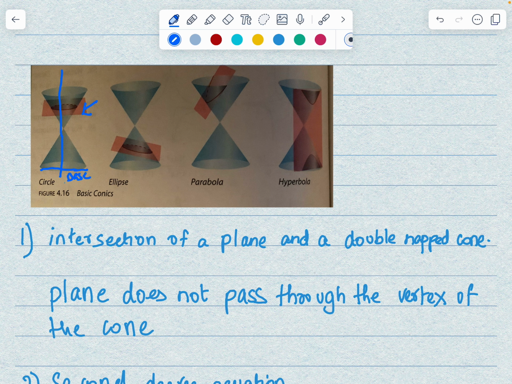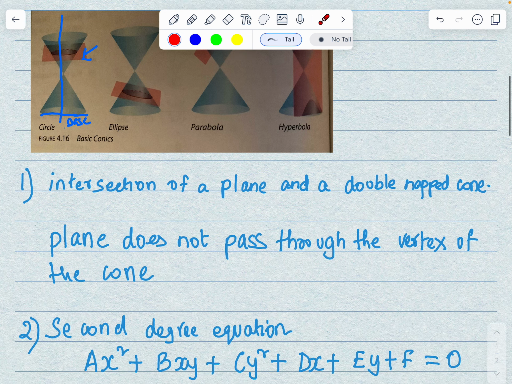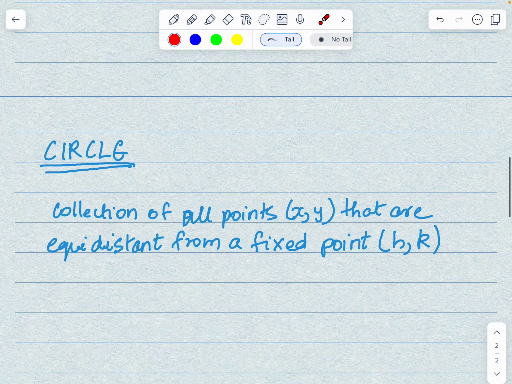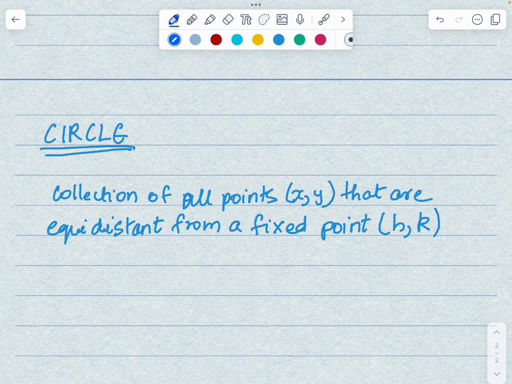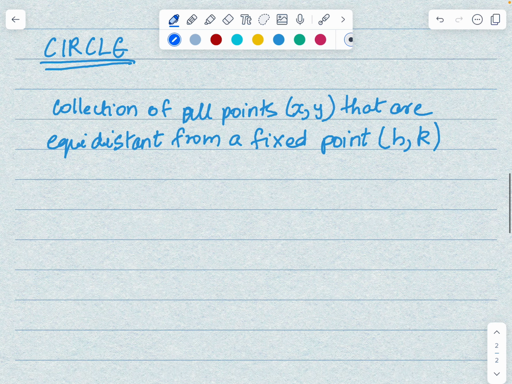When you slice it that way, you get a circle. You can see it in red here, the red dotted line. So that is how the circle is defined. Now let's go to the other definition, which deals with the locus. A circle is defined as a collection of all points x, y that are equidistant from a fixed point h, k.